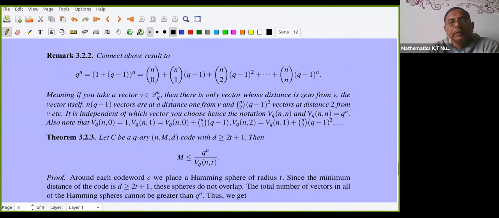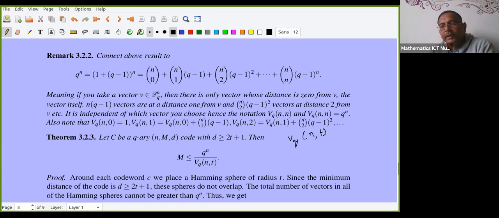Now this is the bound. Let C be a q-ary (n, M, d) code with d greater than or equal to 2t plus 1. Then M is less than or equal to q power n divided by V_q(n,t). Why is this so? What is V_q(n,t)? It is the volume of the ball with the center at some codeword and radius t.